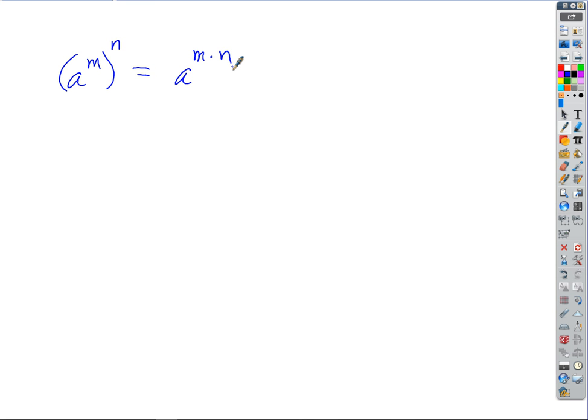What if we have a power of a product? So if we have the quantity a times b to the m, I would effectively distribute the exponent to both factors, a and b. So a to the m times b to the m. Okay, make sense?